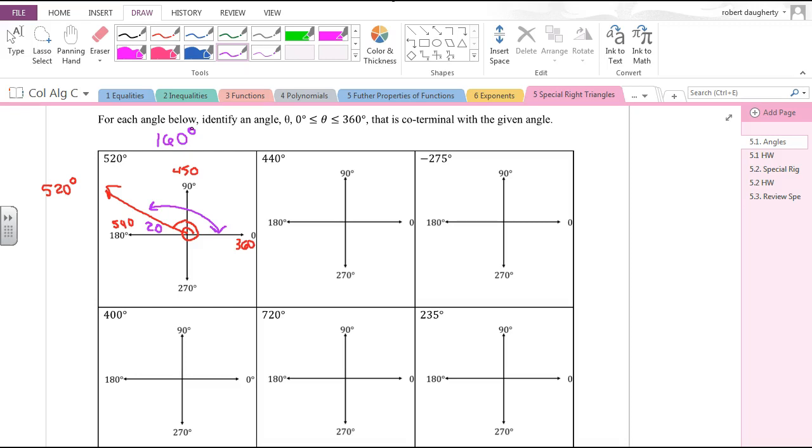Same spot, okay? If I'm at this line, I add 360, I'm in the same spot. Add 360 again. So there are any number of coterminals, okay? I'm just looking for the coterminal angle between 0 and 360 that matches the one that I drew.